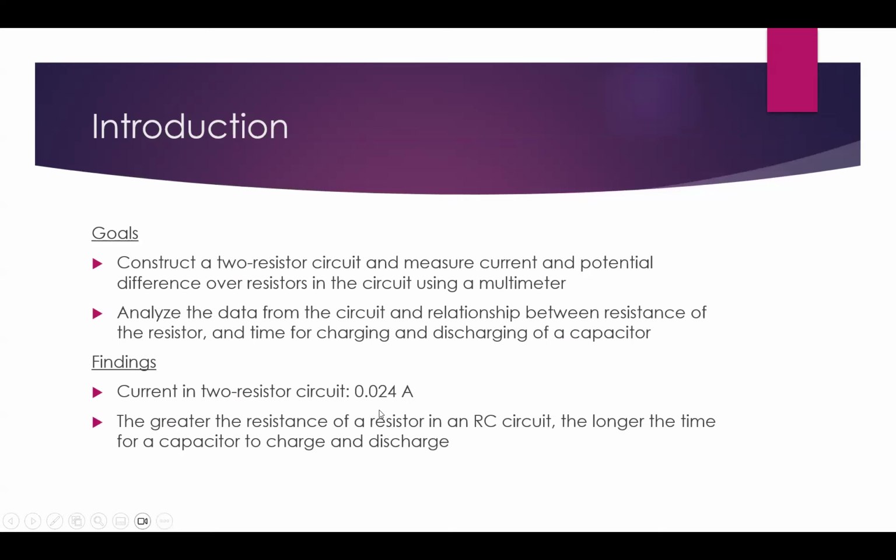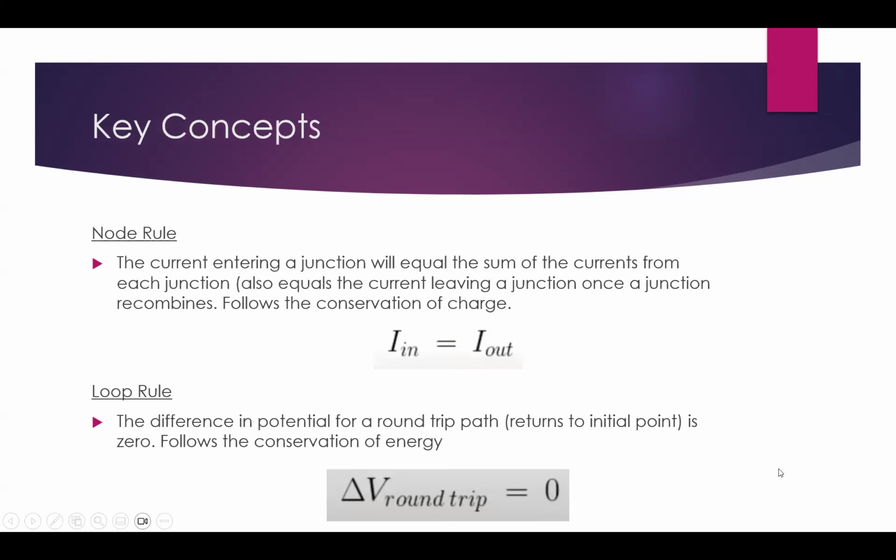The findings of this lab were that the current in the 2-resistor circuit was 0.024 amps, and that the current was constant throughout that circuit. The greater the resistance of a resistor in a resistor-capacitor circuit, the longer the time for a capacitor to charge and discharge. Some key concepts of this lab are the node rule.